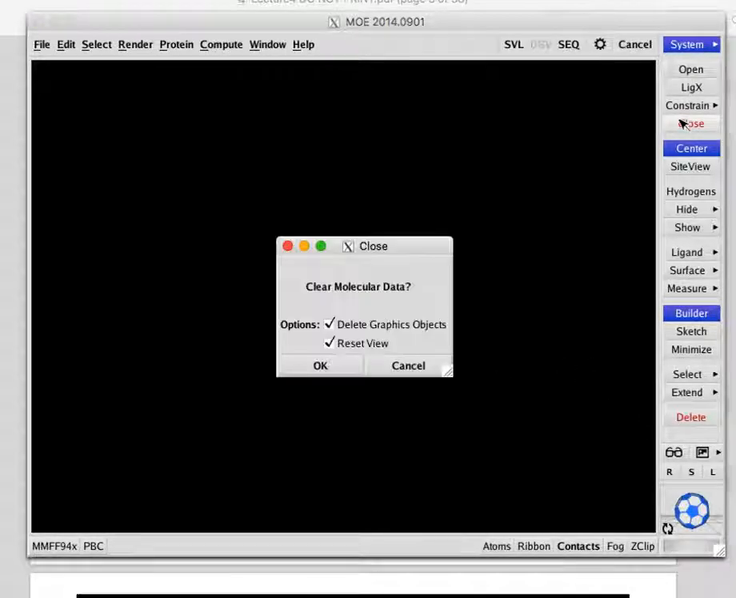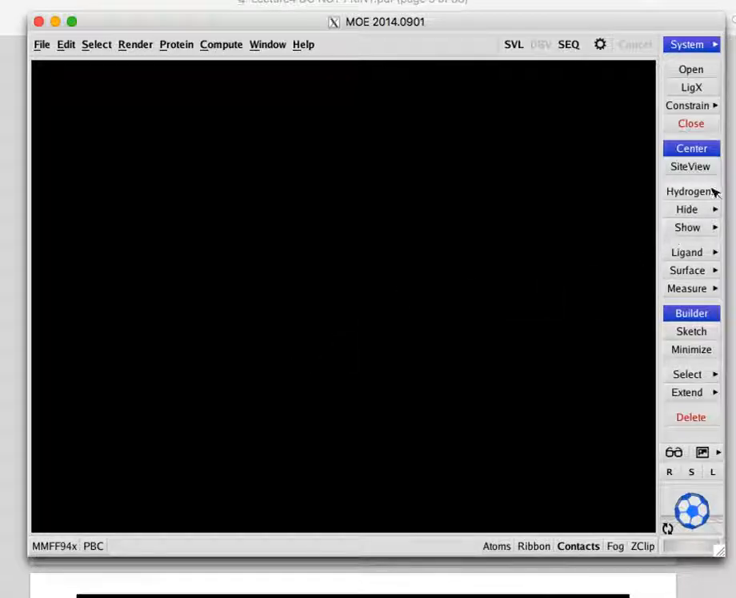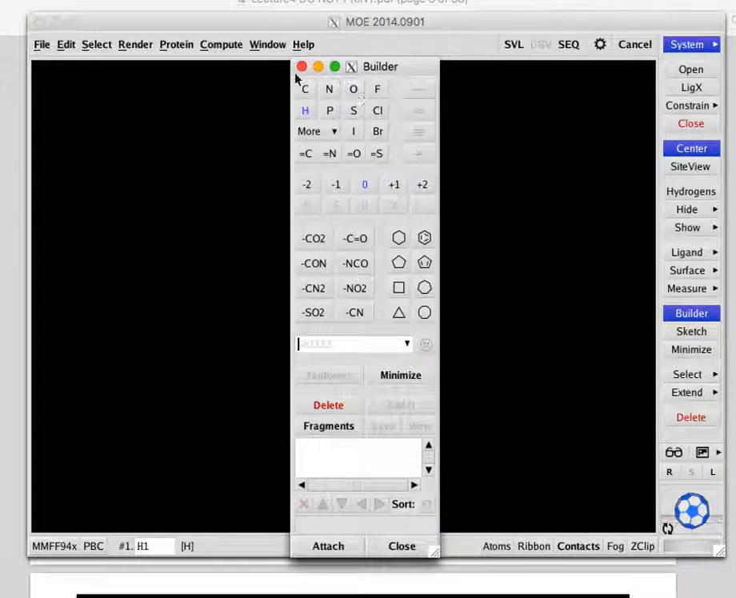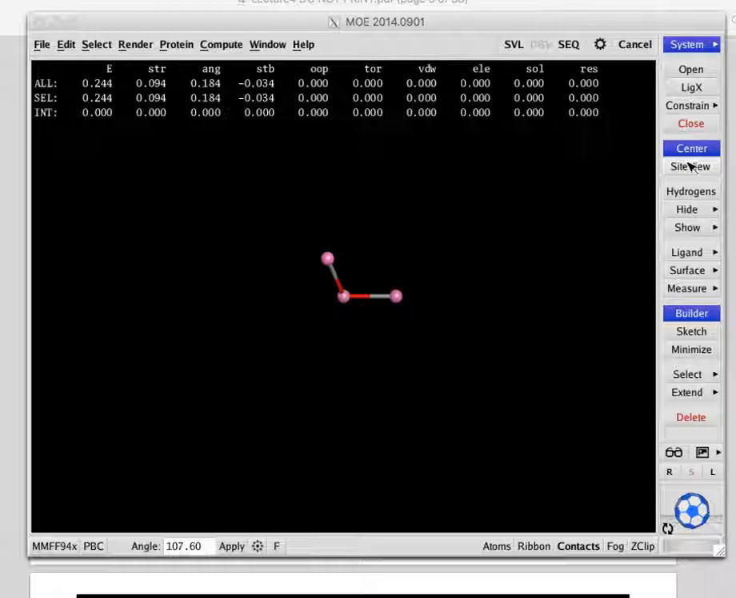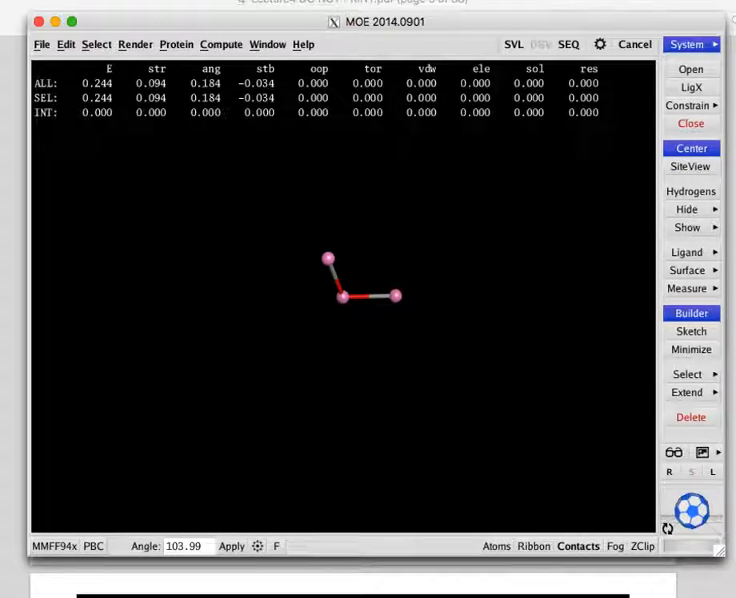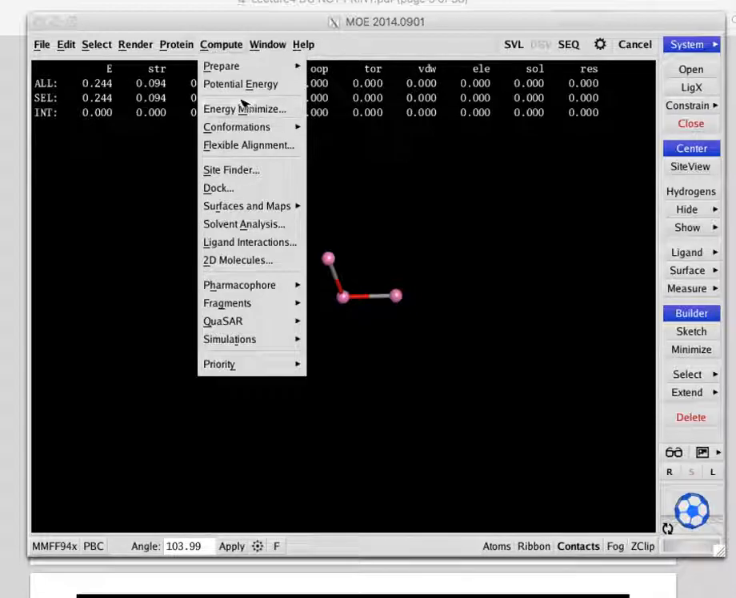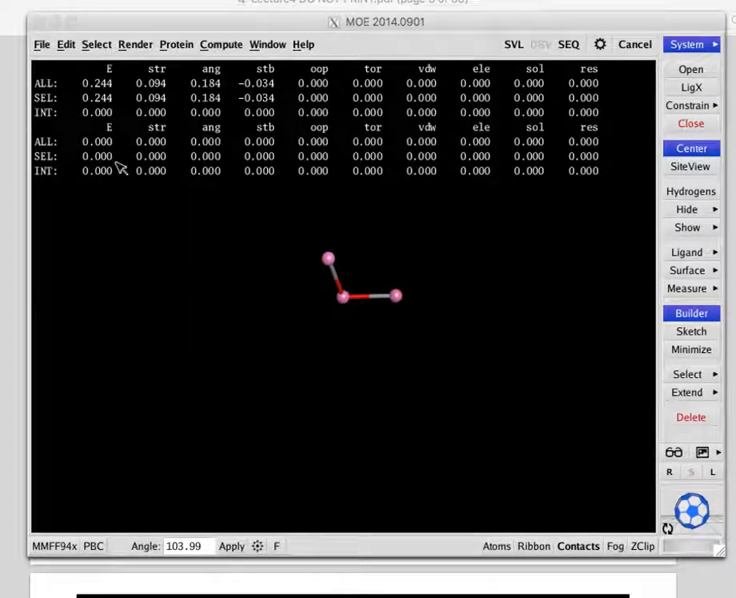Let's try a water molecule. So I will go to builder, and I will build a water molecule. This is an oxygen and two hydrogens, and we have here an optimum angle. Let's see what angle it is. The angle is 104. Okay, so let's compute the potential energy. Let's minimize first. It shouldn't change, and then compute potential energy. Okay, so everything is 0. So we have optimum bond lengths and optimum angle.